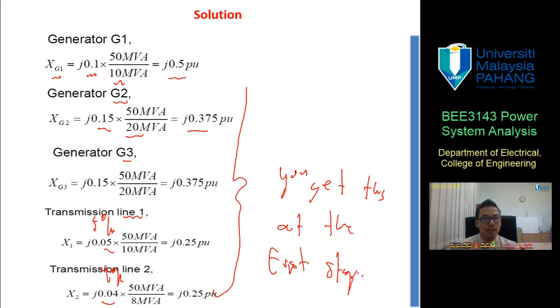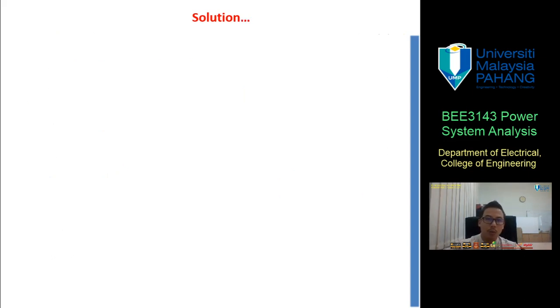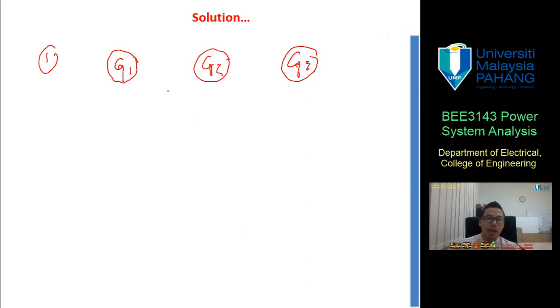What's next determines how we deal with the question, so how well we understand is very critical here. For the solution, if you still remember, we have three generators. Let me write it for you: we have G1, G2, and G3. Each of G1, G2, and G3 has its own reactance.